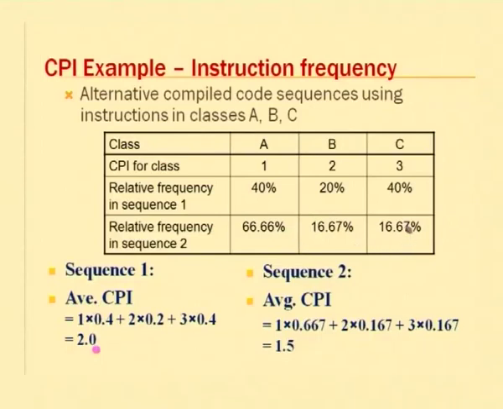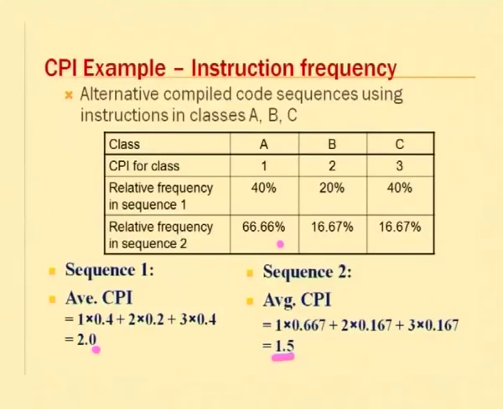Now, for the second example, similarly, let us say this was 66.66%, this was 16.67% and this 16.67%. So, what will be the average CPI here? It will be 1 into 66.66 percent, therefore 0.667, plus 2 into 0.167 and 3 into 0.167. So, this will come to about 1.5. So, you will find that you can do the calculation either using the relative frequency or using the instruction counts. That is what you will be able to do with this example.